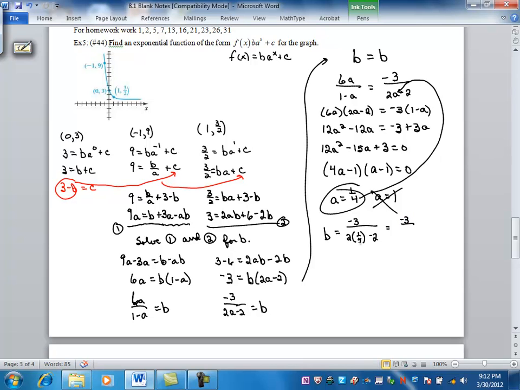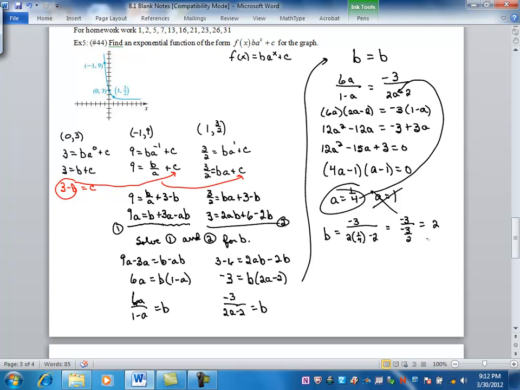-3 divided by 2 times a quarter is a half. A half minus 2 is -3/2. And so when we do the multiplication here, we find out that b equals 2.